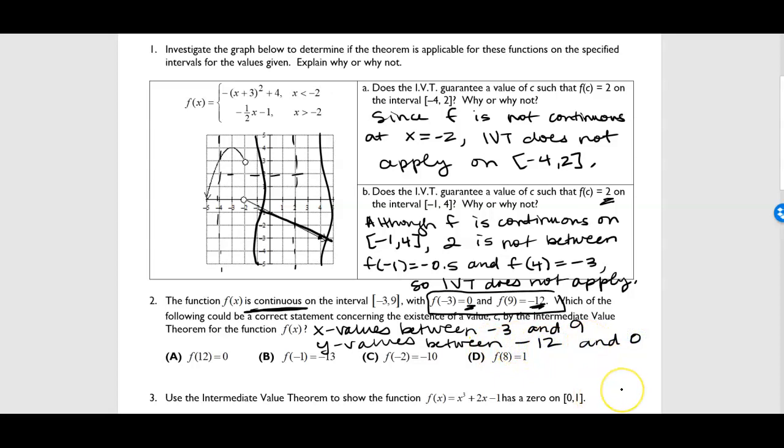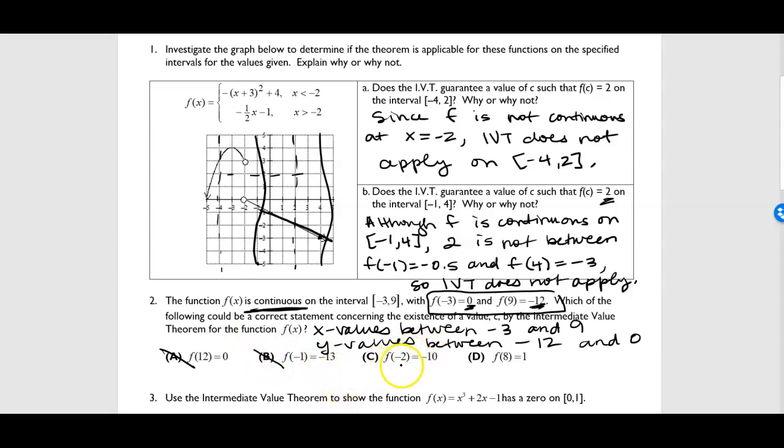So what IVT guarantees me is that I will hit every single y value between -12 and 0 when my x values are between -3 and 9. And that is again because my function is continuous. So A, it asks about f of 12, if that's equal to 0. My x value here is 12. That is not between -3 and 9, so it can't be that one. B, f of -1 equals -13. So -1 is between -3 and 9, but -13 is not between -12 and 0, so that can't be right.